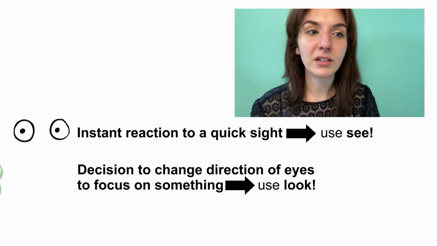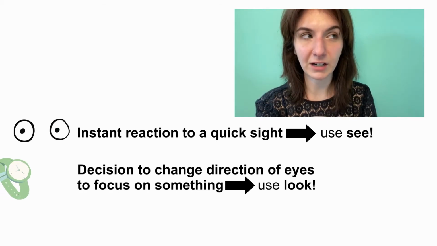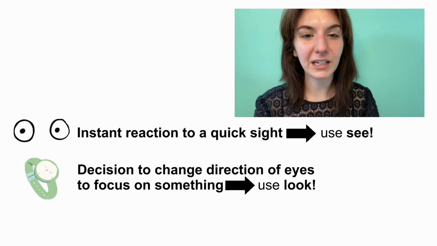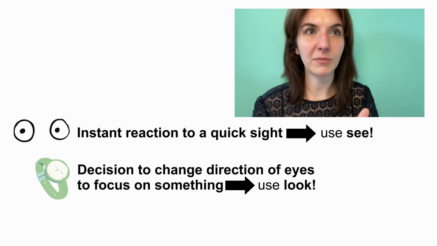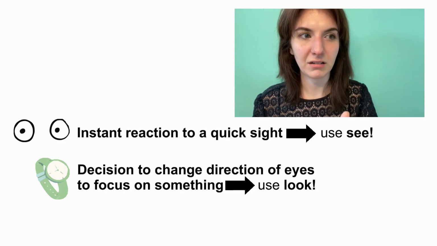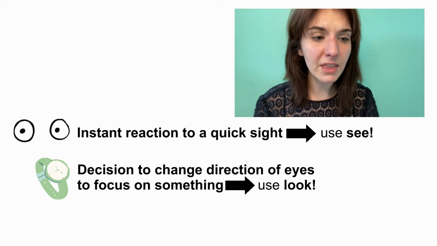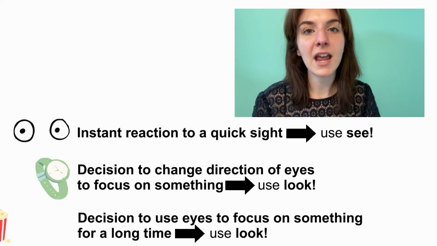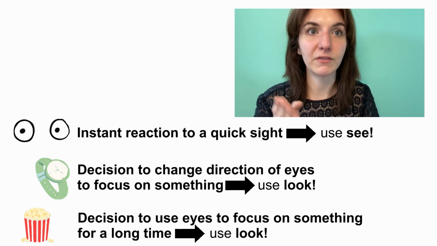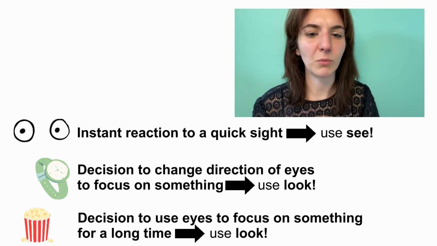If you make a decision to change the direction of your eyes to look at something else, you will use look at. So it's usually for something that is not over a long period of time and you are changing your focus. And then lastly, we have watch, and watch is for longer periods of time, for something that we want to focus on because we have some kind of goal in mind from watching it.